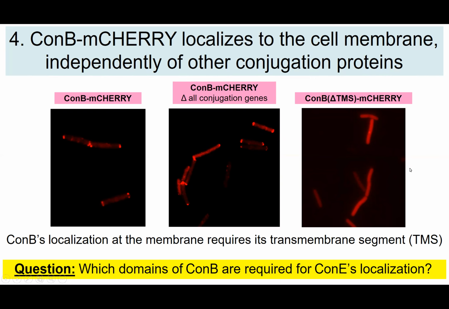On the right, I constructed a ConB strain with deletion of its transmembrane segment. We observed that ConB-mCherry localized throughout the cytoplasm. Thus, we conclude that the localization of ConB is independent of other conjugation proteins, but requires its own transmembrane segment. This brings us to our last question. Which domains of ConB are required for ConE localization?